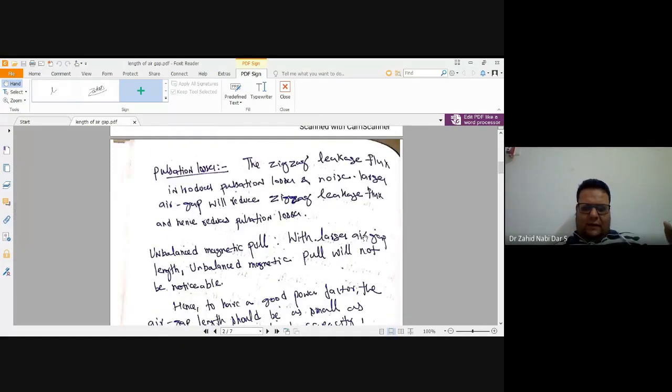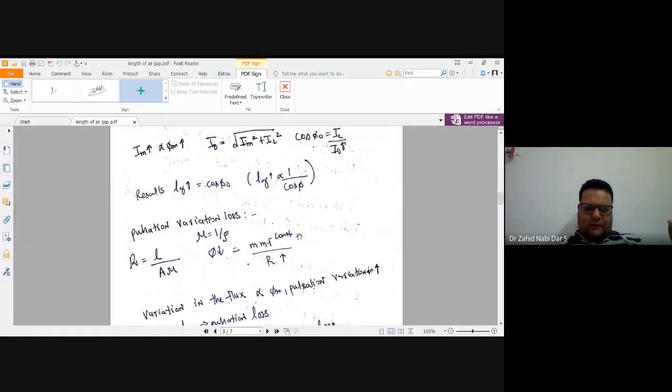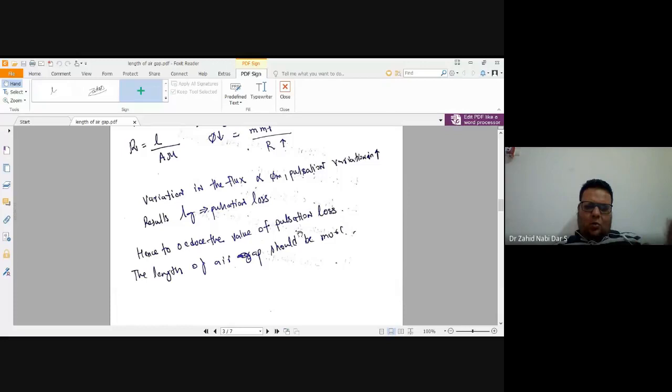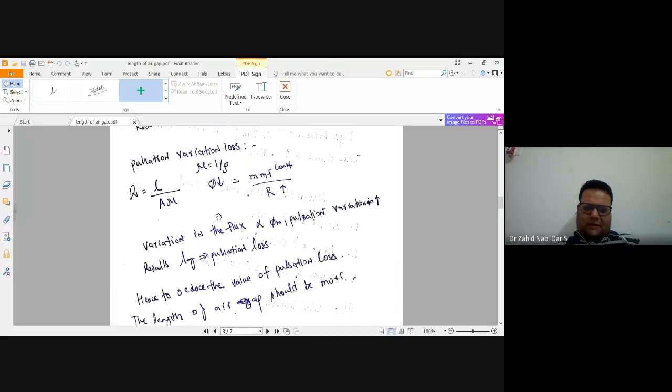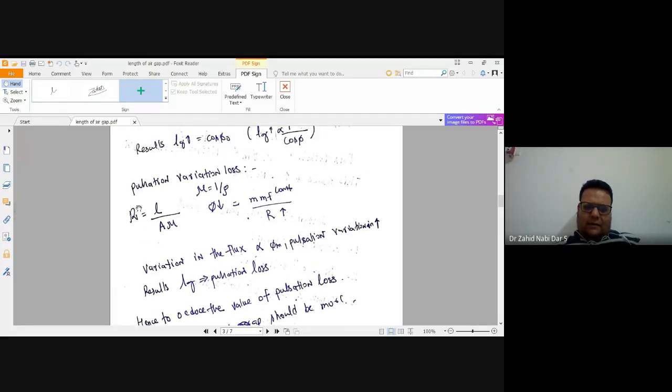Now we can explain this mathematically. I want to show you. The variation in the flux depends upon the magnetic flux established. Pulsation variation increases, and the length of the air gap is directly proportional to the pulsation losses. See here, your reluctance is rho L by A, where mu is equal to 1 by rho. So this formula you keep in mind.